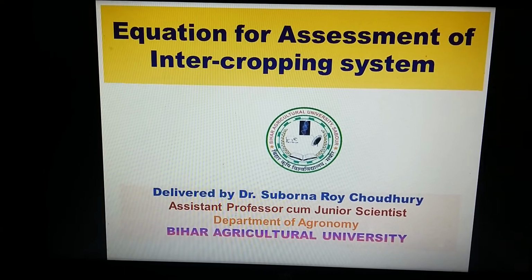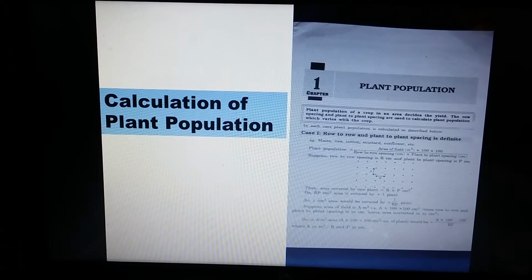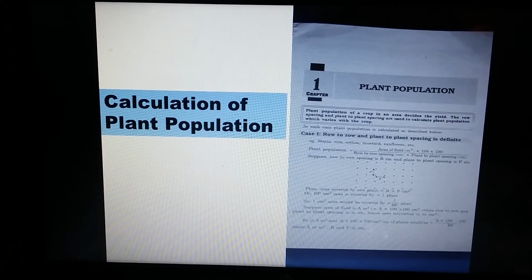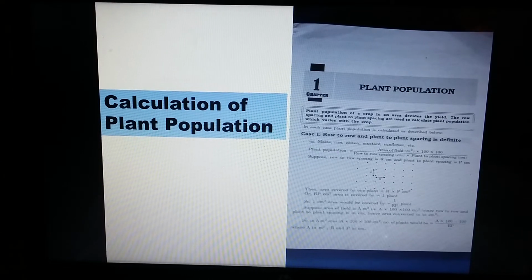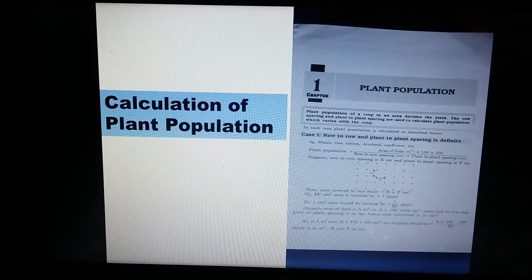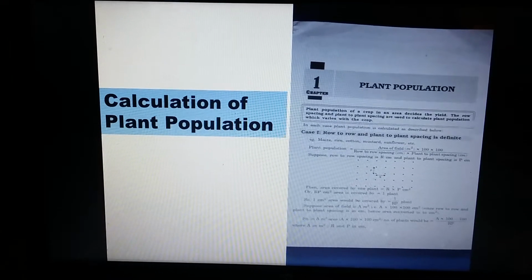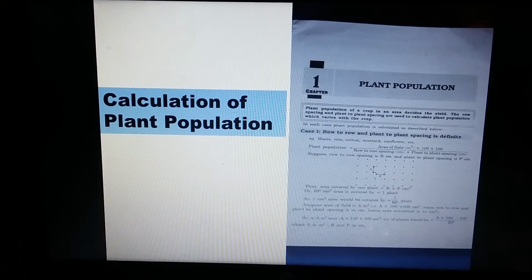So before entering this topic, we have to know how to calculate the plant population. Although plant population is not directly related to the assessment of intercropping system, before entering the intercropping system we have to know the plant population. So plant population of a crop in an area decides the yield.